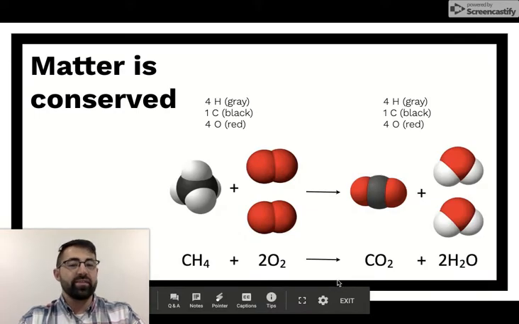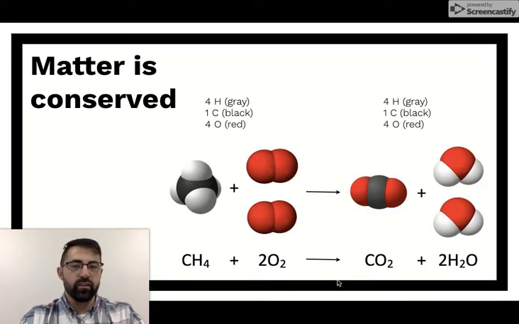So we look at it on the left side, we have 4 hydrogens, the gray balls, 1 carbon, the black, 4 oxygens, the red. And on the right side, the product side, we see the same thing. There are 4 hydrogens, 1 carbon, and 4 oxygens. So matter is always conserved in a chemical reaction.